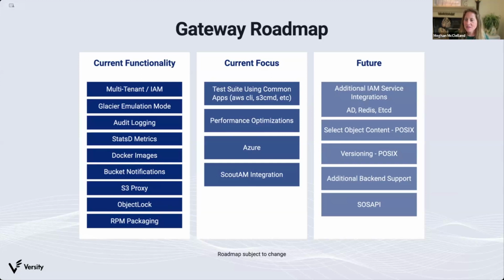And then in terms of the future, again, heavily dependent on what partners are asking for, but we seem to get additional requests for IAM service integrations. We have a potential partner now who's looking very closely at POSIX operations. They have an S3 to POSIX use case that they wanted a couple of specific things. So we're looking at the select object content versioning for that. And then additional backends as we get the request. We have one of our customers who's really interested in SOS API, so we're working on getting the specs for that and seeing if we can get that going in the gateway as well.